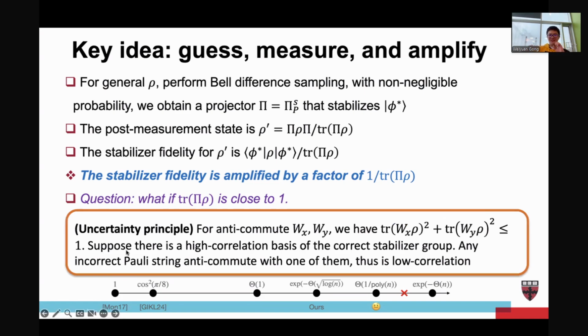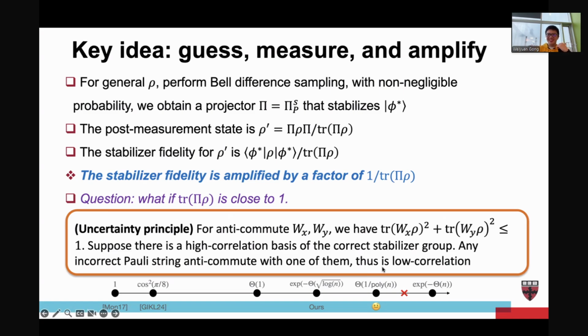Before talking about the solution, we need some preliminaries on the uncertainty principle, which says that for anti-commuting Weyl operators Wx and Wy, you always have trace(Wx ρ)² plus trace(Wy ρ)² smaller than or equal to 1. Suppose there is a high correlation basis. High correlation means that every trace(W ρ) here is large. If there's a high correlation basis for the correct stabilizer group, then any incorrect Pauli string will anti-commute with one of them. And thus, any incorrect Pauli string has low correlation.